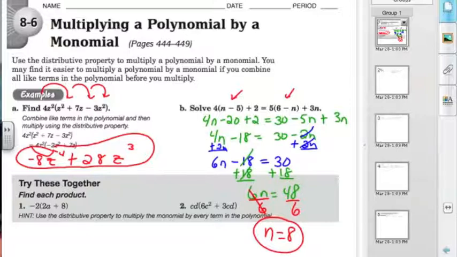Try these couple examples together. In number 1, make sure you use the distributive property. Be a little bit careful here because there's a negative 2 on the outside. So when you multiply that in, we get negative 4a minus 16.